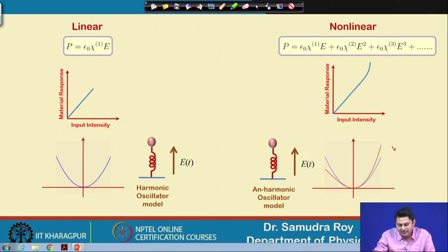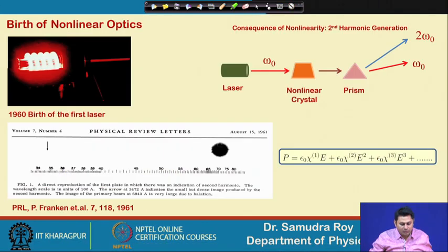If I increase the input intensity, then after some point Hooke's law breaks. So, we will have some kind of anharmonicity in the system, and as a result the electron will vibrate in a different way, and this basically gives rise to some kind of nonlinearity in the system.